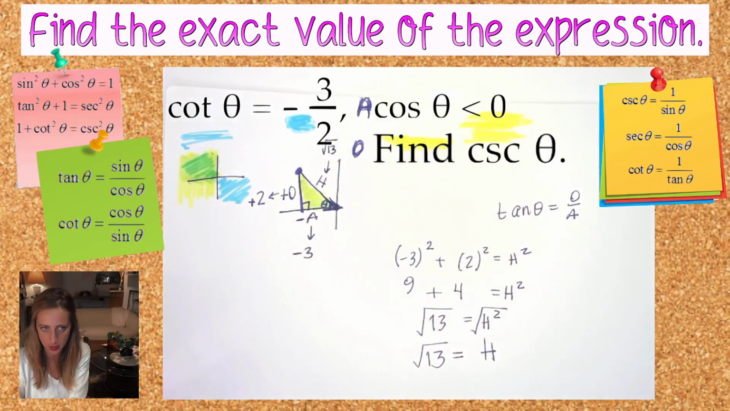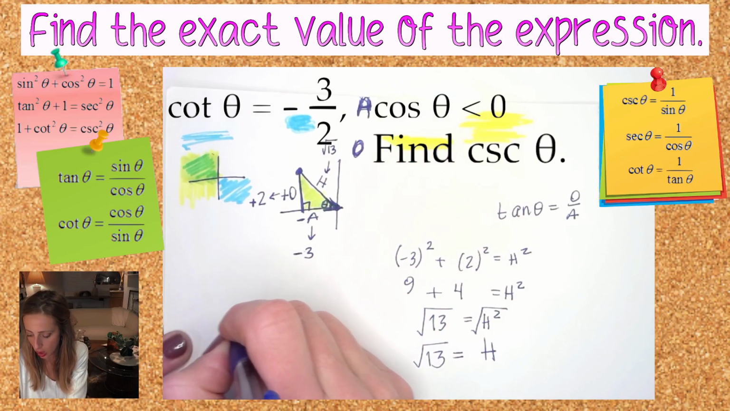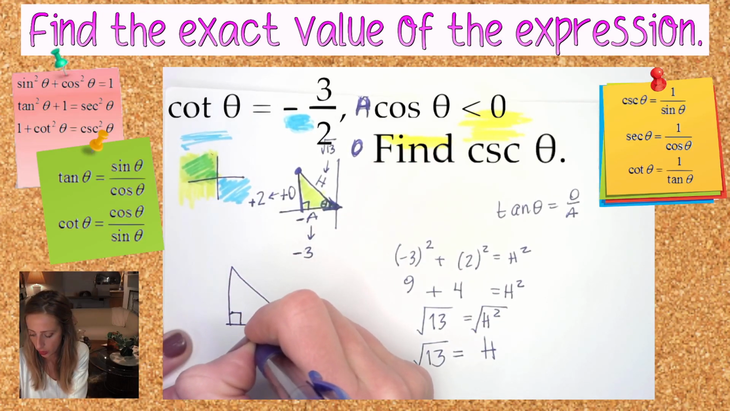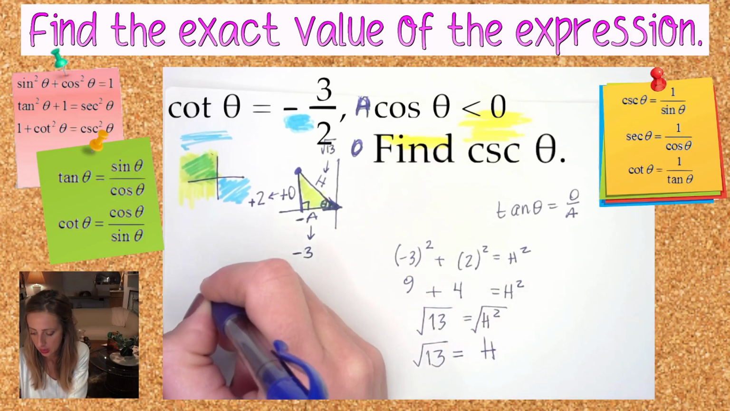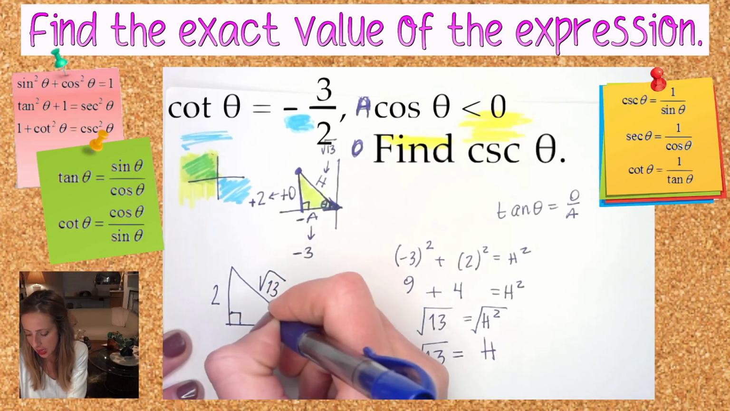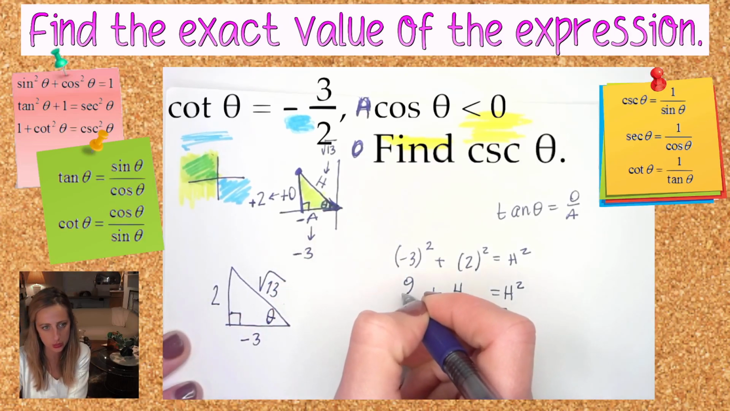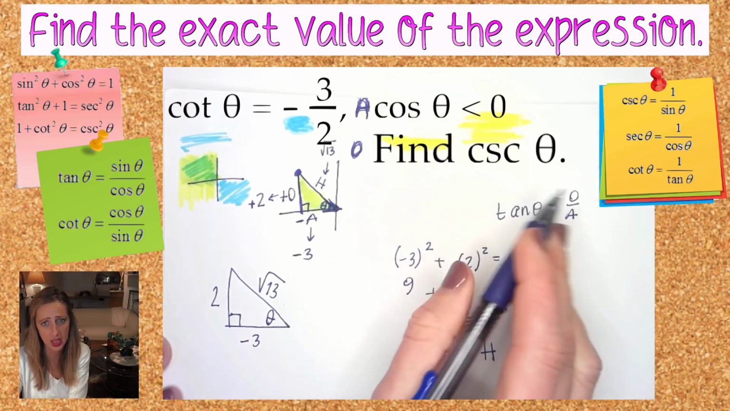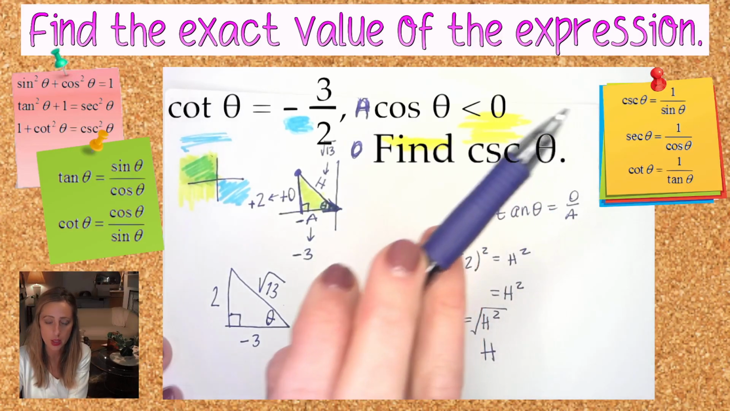And like we said, always positive. If I wanted to draw this a little bit cleaner to reinforce everything, that's -3, that's +2, this is positive radical 13, and my theta reference angle is always right there. That's what I'm looking at, and I'm looking for cosecant, which is the reciprocal of sine.